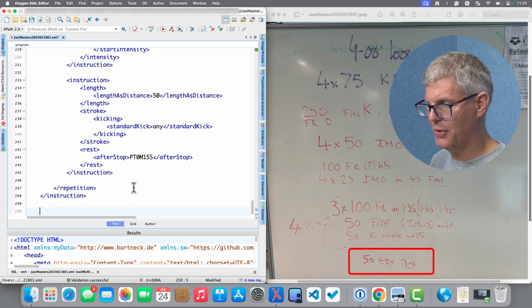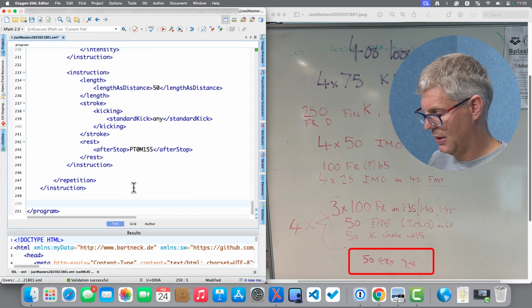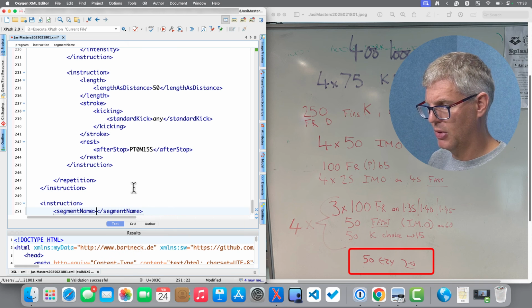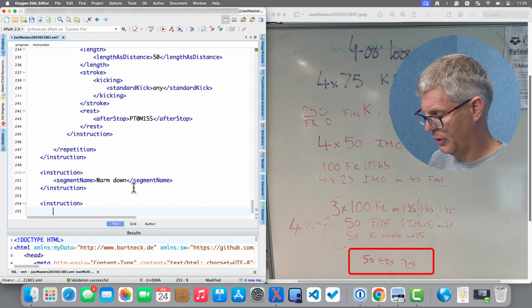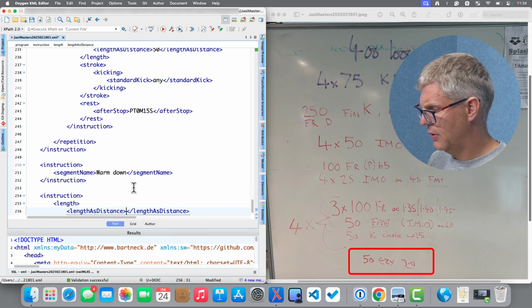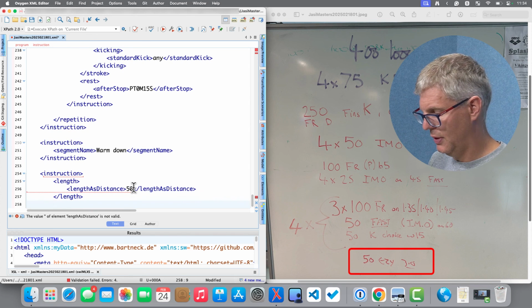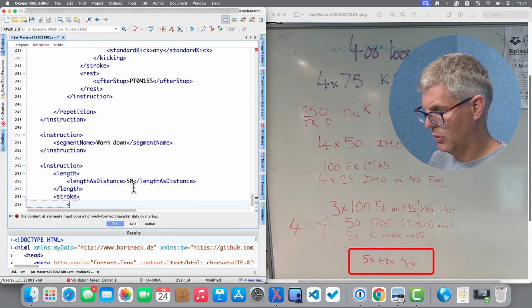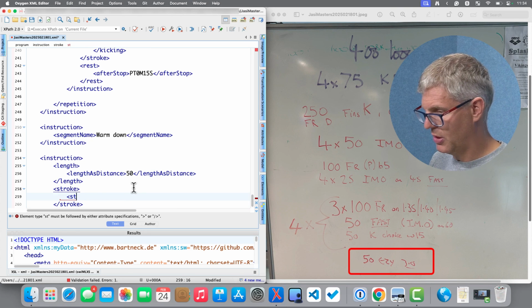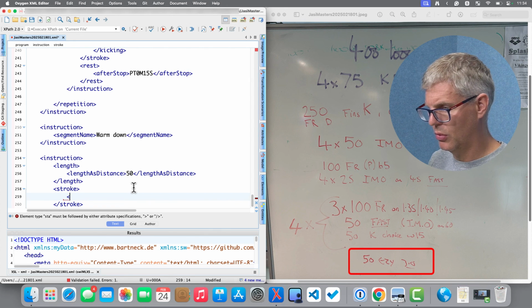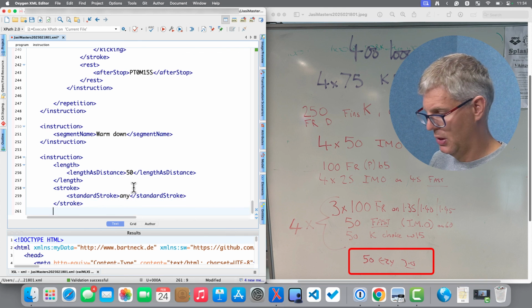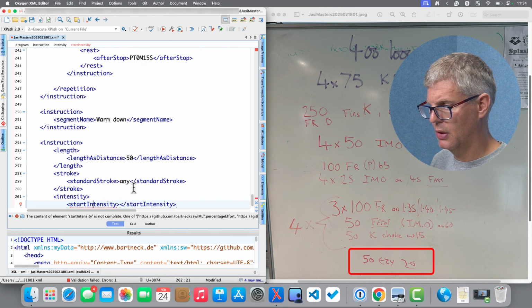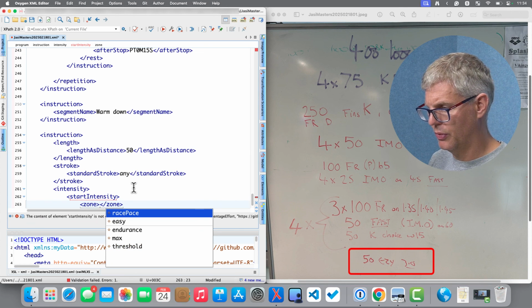Right, we're almost done. Now we're only left with the warm down. That was fast. So instruction, segment name, warm down. Length as a distance, we've got 50. That's not much of a warm down. Stroke, standard stroke. Oh, I did specify any. And intensity, we have a zone. Easy.